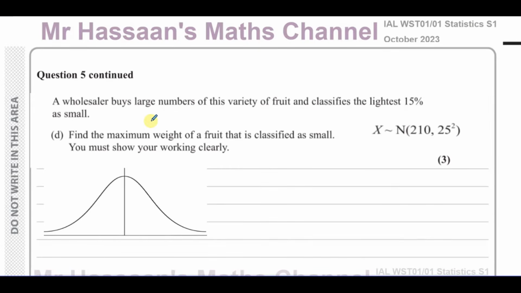It says a wholesaler buys large numbers of this variety of fruit and classifies the lightest 15% as small. Find the maximum weight of a fruit that is classified as small. You must show your working clearly.